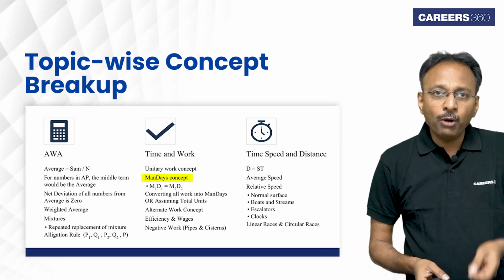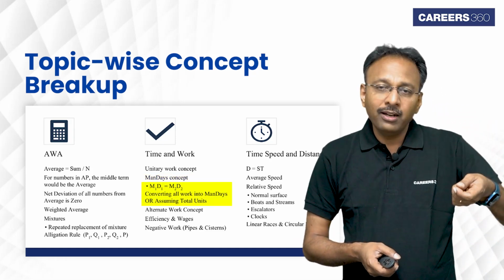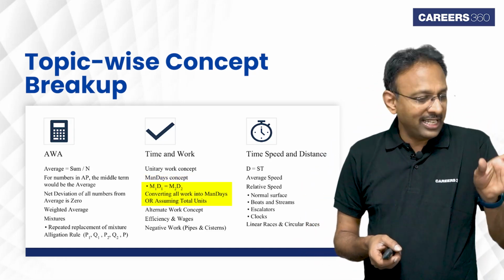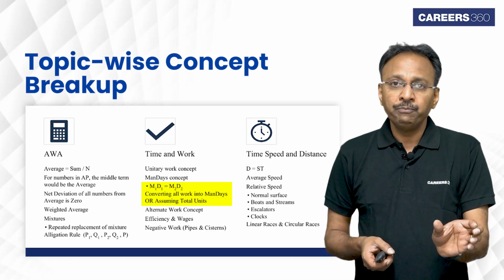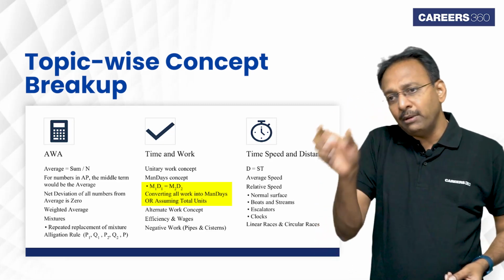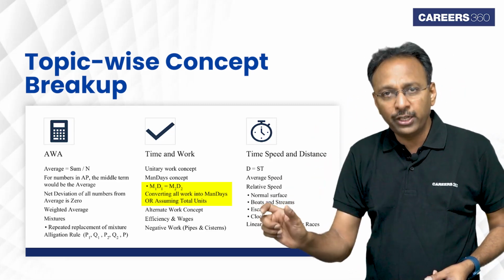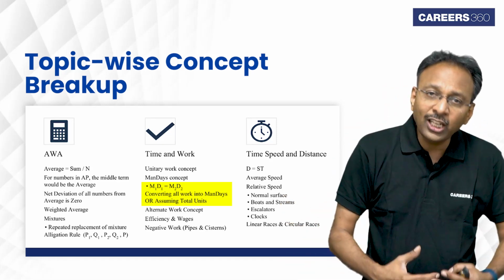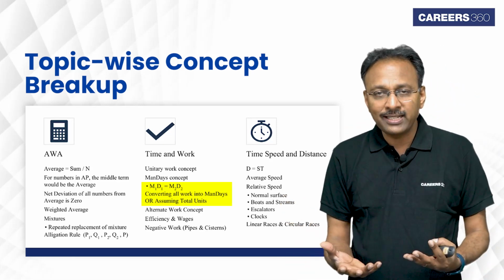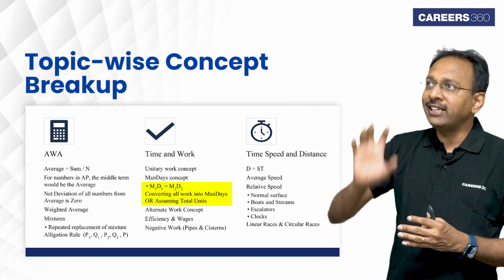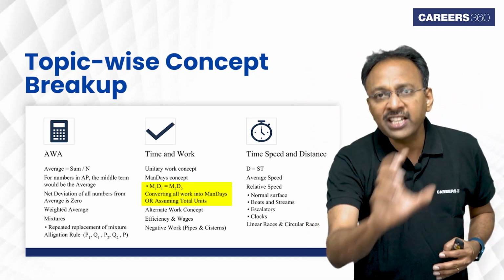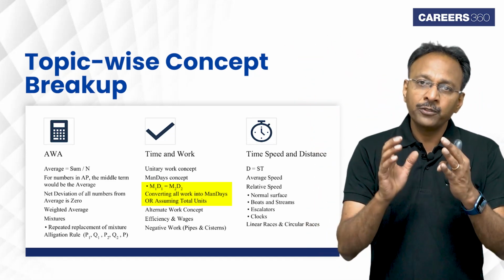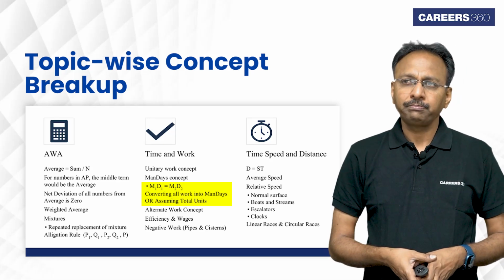So a simple formula: the number of men working for some number of days is M1 into D1. That is man days. Some other number of men doing the same work in some other number of days, M2, D2, same work. These have to be equal. So converting all the work into man days, so that you assume that there is a total of units of work, is the fastest way of doing time and work problems.